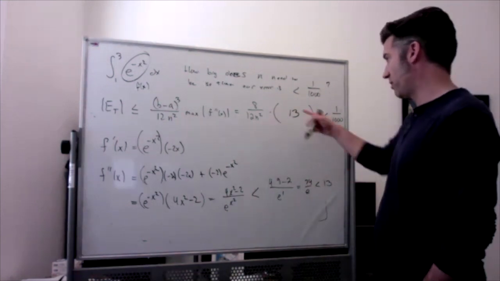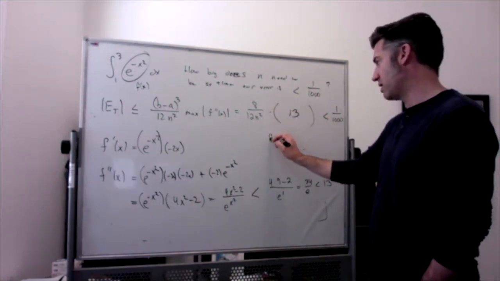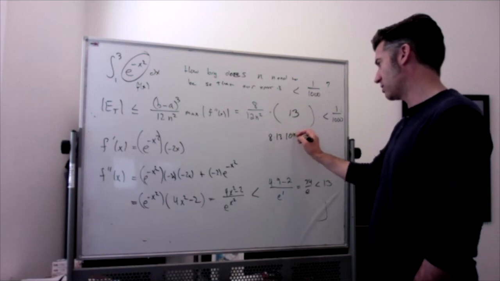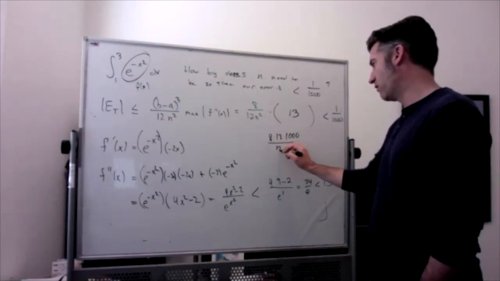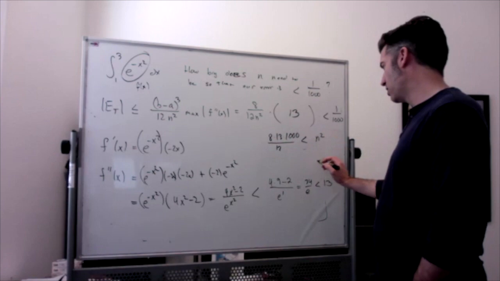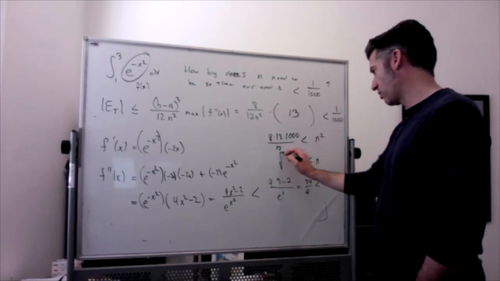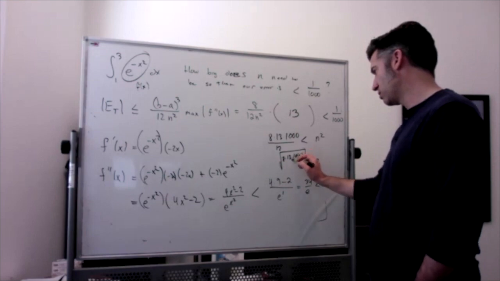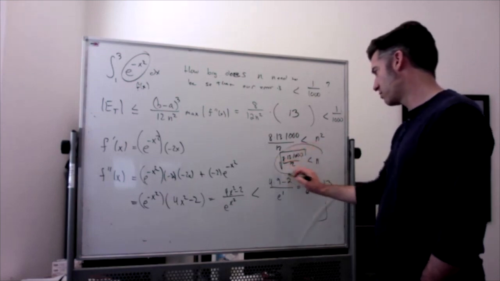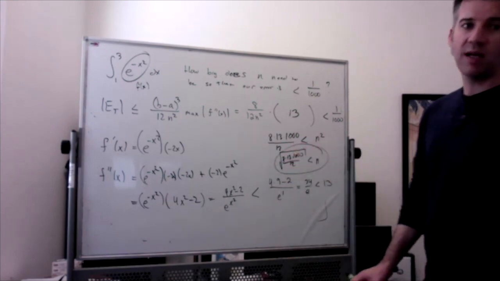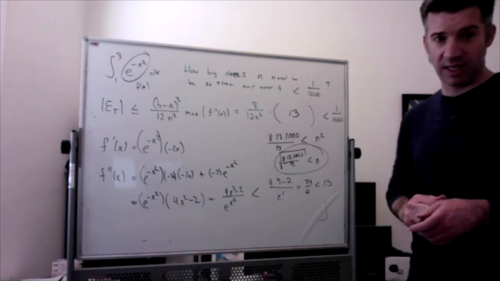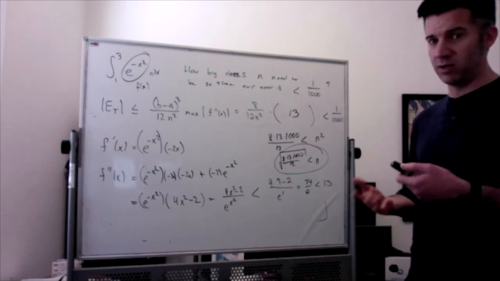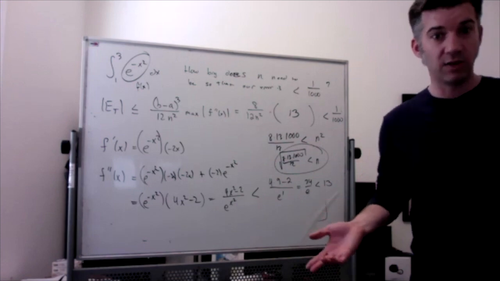So you multiply both sides by 1,000, and you have 8 times 13 times 1,000 divided by 12 less than n squared. So then n would have to be bigger than the square root of 8 times 13 times 1,000. This kind of question typically requires some outside information where your teacher tells you some of the numbers or allows the use of the calculator.